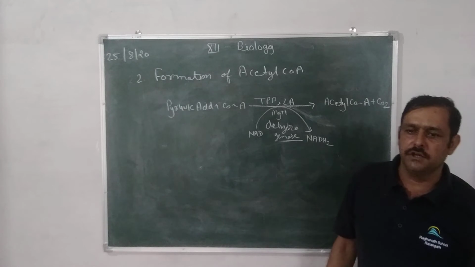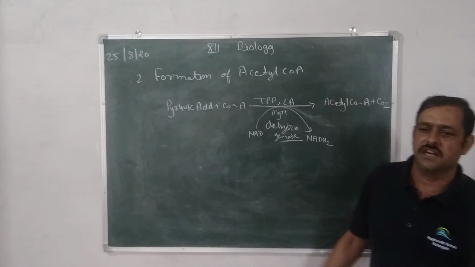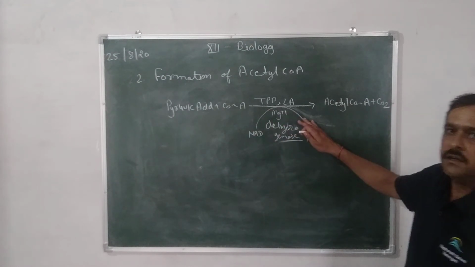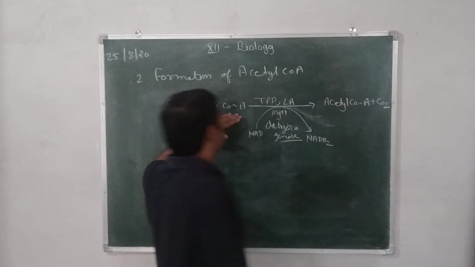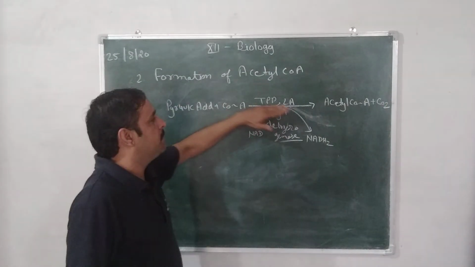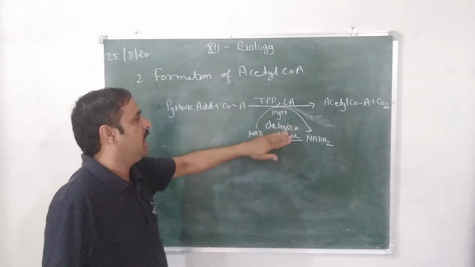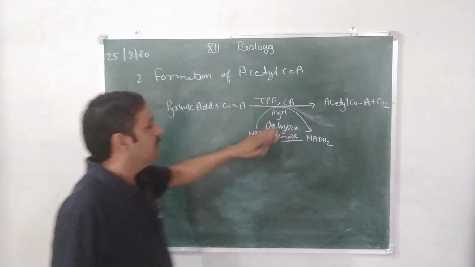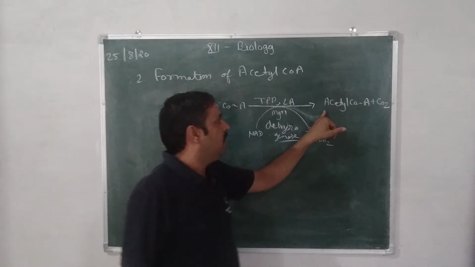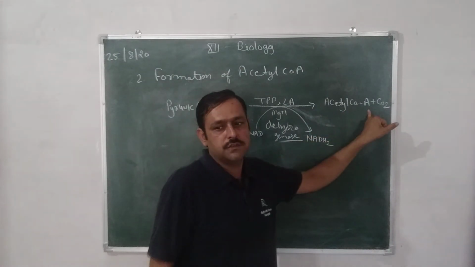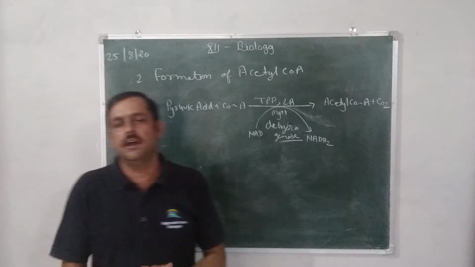Conversion of pyruvic acid into acetyl coenzyme A can be described by this reaction. Pyruvic acid combines with coenzyme A in the presence of TPP, lipoic acid, magnesium and dehydrogenase enzyme NAD. NAD converts into NADH2, and here acetyl coenzyme A is formed and CO2 is released.